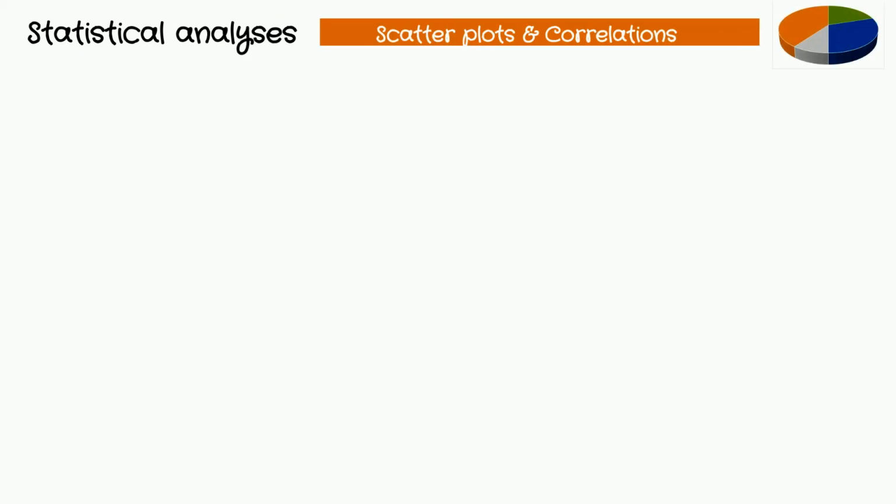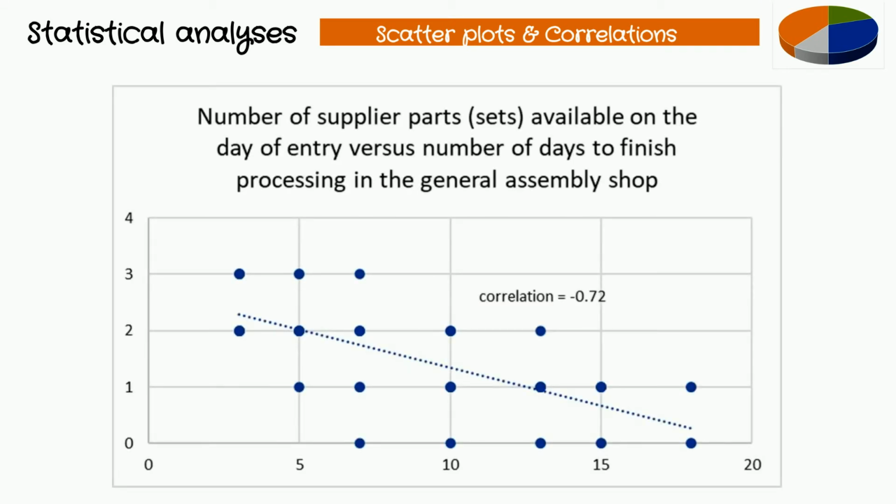Finally, within statistical analysis, we can look at scatter plots and correlations between two data items. Example, the number of sets of supplied parts available on the date of entry of a painted car in the general assembly shop versus day to finish processing in the same shop. If there were no parts available, it would take longer time to finish processing in the general assembly shop as there may be a wait period for the parts.